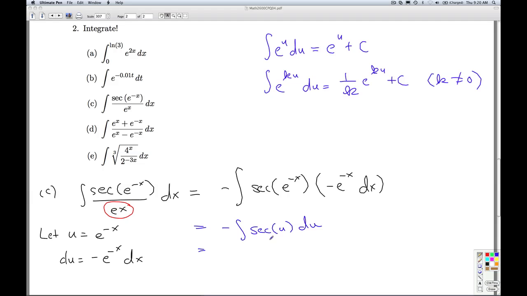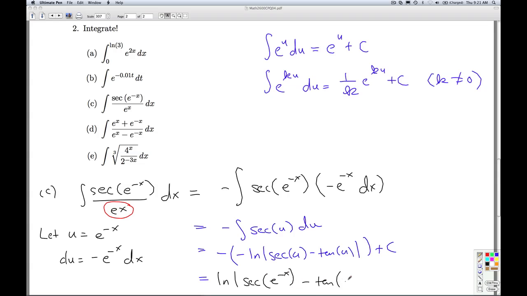Now we had 2 different formulas for the antiderivative of secant of u du. One of them was a positive, one of them was a negative. So I'm going to choose the negative because I already have a negative out front. So it's negative natural log absolute value secant of u minus tangent of u plus c. So this is going to simplify to, the 2 negatives cancel, natural log absolute value secant of u, which is e to the negative x, minus tangent of u, e to the minus x, plus c. So that'll do it for part C.